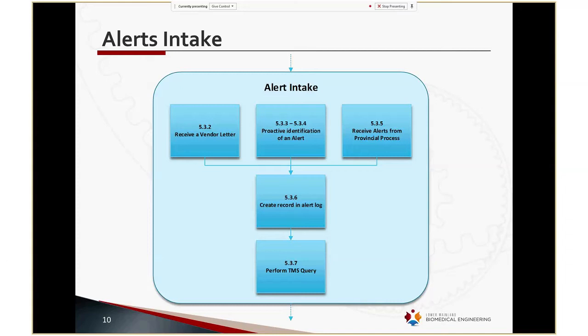As an example, we might receive an action item from PHSA Supply Chain to follow up with an alert on a specific CT system. We will enter that alert into our alert log, and then the TMS query will be performed to see if we actually have that specific CT system anywhere in the Lower Mainland. We always create that record in the alert log, even if we don't service the asset, just to demonstrate that we have done our due diligence in making sure that alert doesn't affect our organization or any of the organizations that we service.